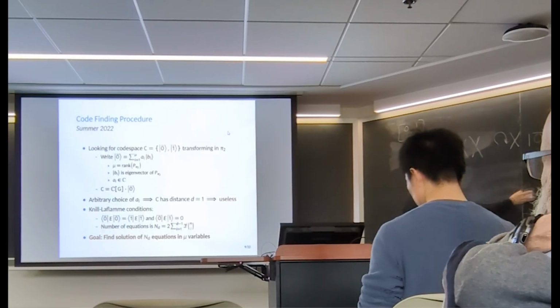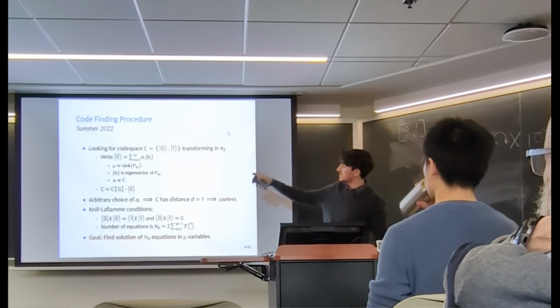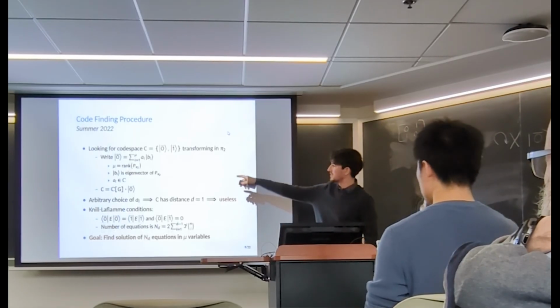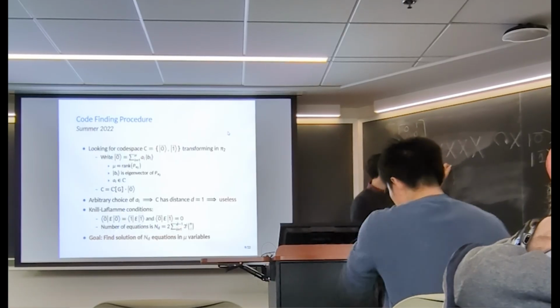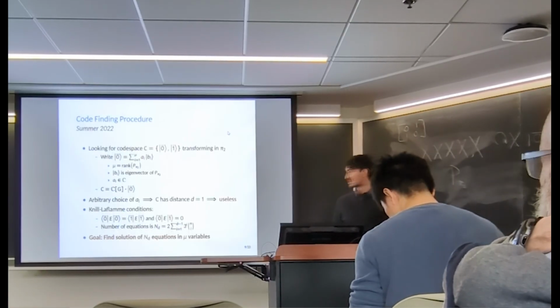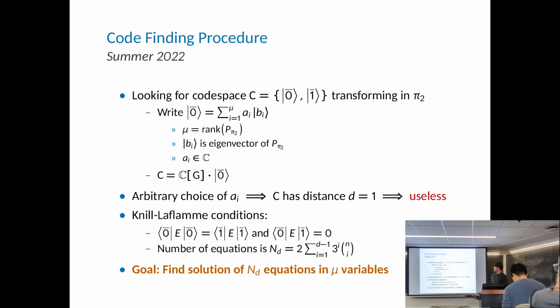And what you can do is you can just look at a basis for the isotypic subspace. So that will be all the eigenvectors b_i. So P_pi2 is this isotypic projector onto the pi 2 isotypic subspace of the full Hilbert space. And the sum over the a_i b_i is basically all possible choices of logical 0 that will lead you to a lambda subspace. And that's a fair number. And in fact, the number of coefficients a_i that you're working with is just whatever the rank of this isotypic projector is.